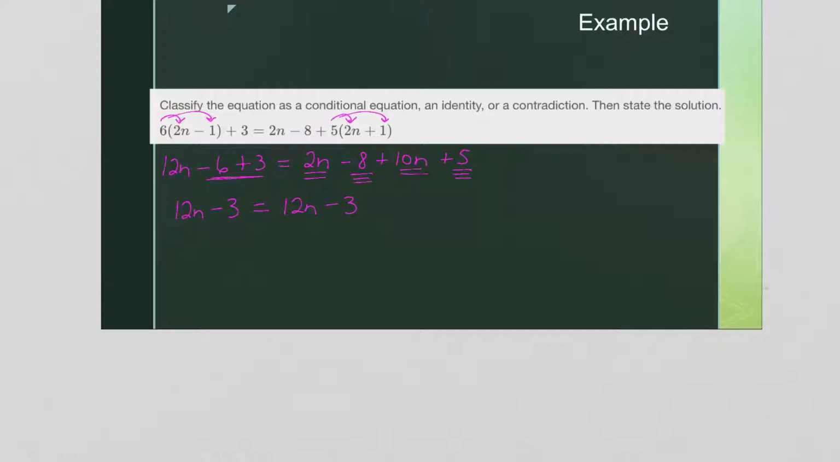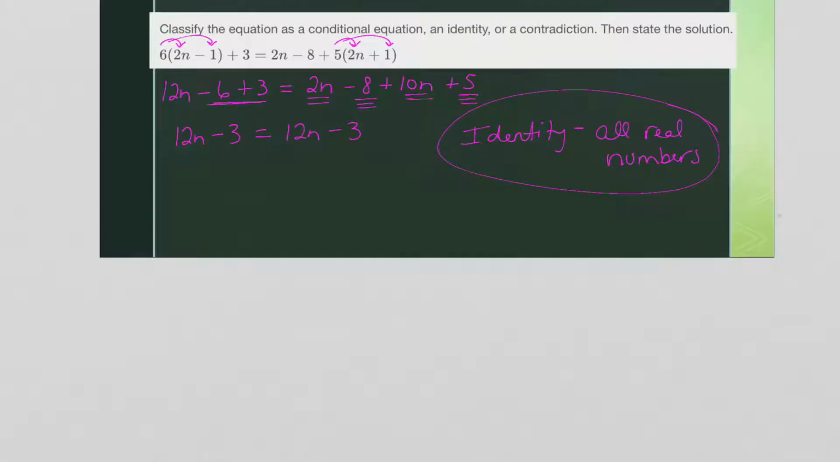All right, take a look at that. The left side is identical to the right side. So in this case, we have the identity. And what it means when you have the identity is that your solutions are all real numbers. So this is our answer. Now, let me just tell you something. That means that you can pick any number you want and try it out and see if it works. It should work every single time if you do the math right.